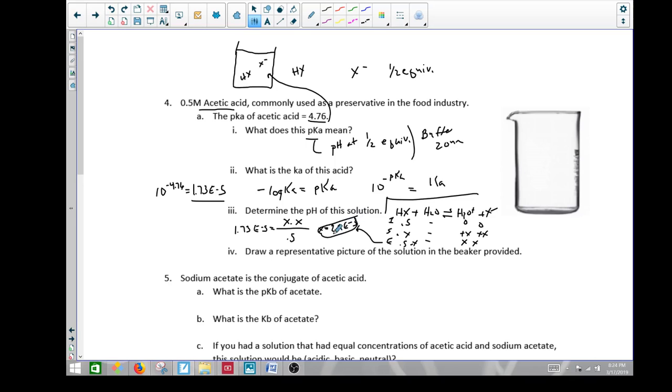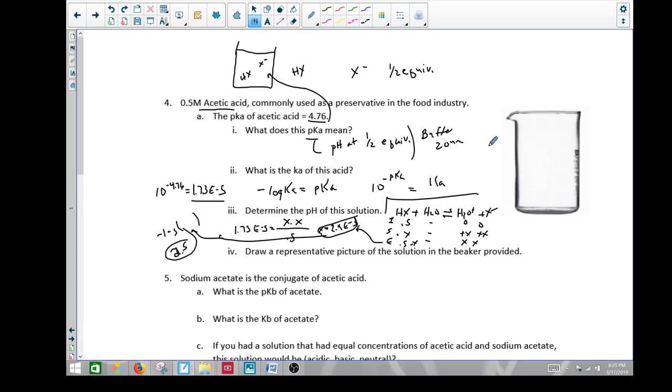Now I circled that, but that's not the answer. The negative log of the previous value, because I'm near the acid, will give me my pH. So negative log of the previous answer, and I got 2.5, right? And then indicate that as your answer: 2.5. Draw a representation of the beaker.